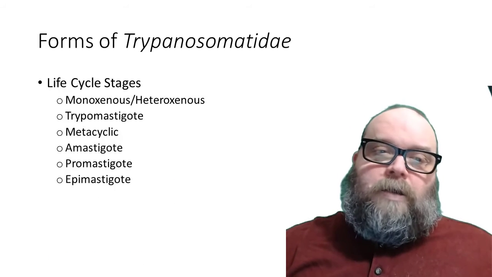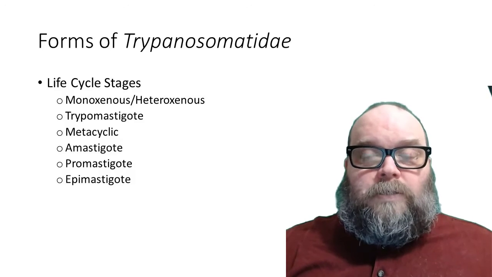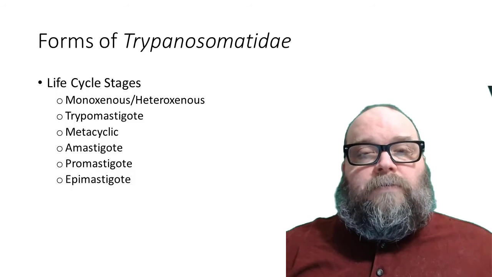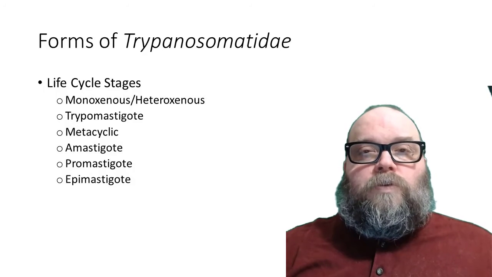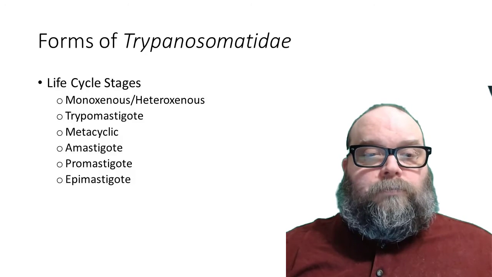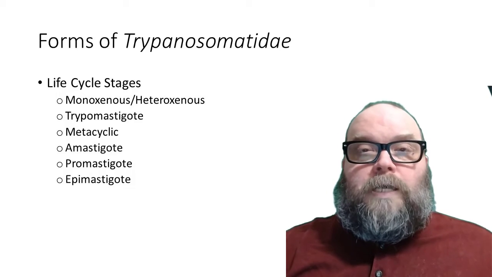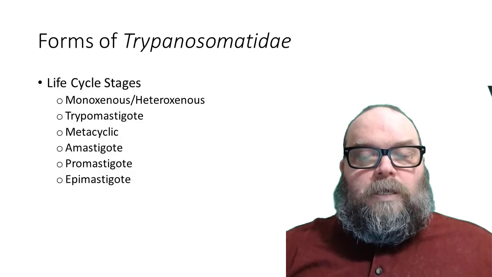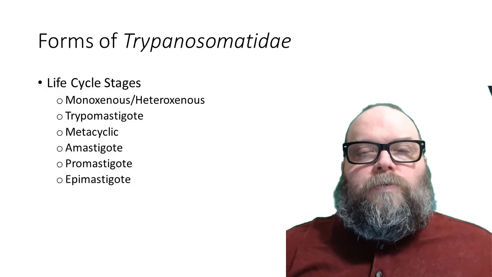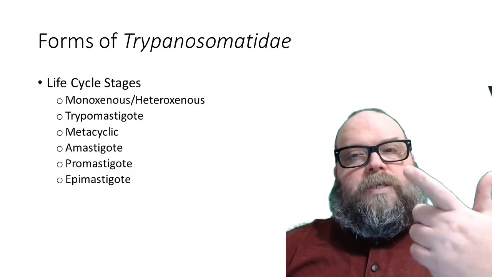Now, as I said, monogenous for some, but most of them are going to be heterogenous. There's the trypomastigote. This is the stage that is infective for humans. This is what's going to be injected into humans during the insect blood meal. The metacyclic trypomastigote, amastigote, promastigote, and epimastigote. These are phases that the organism will go through as it goes through different tissues within the different hosts.